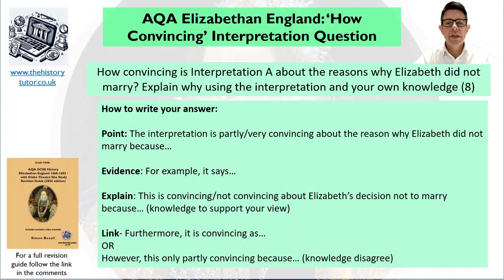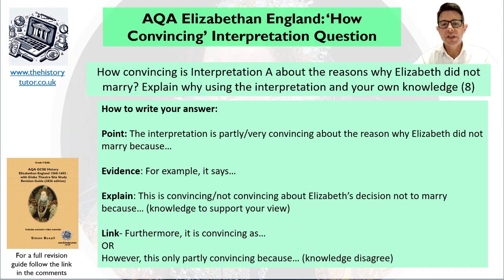Okay, so how do we write this then? We still want to write in an appeal paragraph. So we want to say something like, the interpretation is partly or very convincing about the reasons why Elizabeth did not marry because. So we want to set up our view. We probably think it's very convincing because we didn't have any knowledge saying it wasn't convincing, although you may have come up with your own. So we're probably going to say very convincing and then give a reason why: very convincing because, yes, there were problems with foreign people trying to marry her and they weren't right for her.